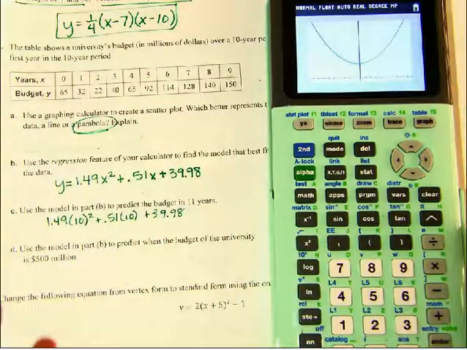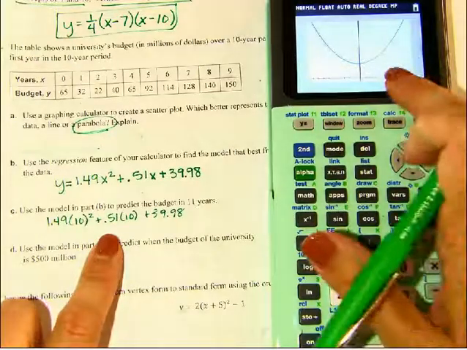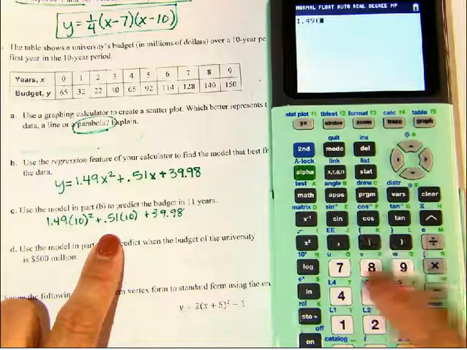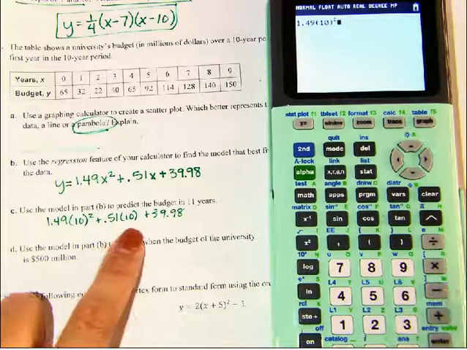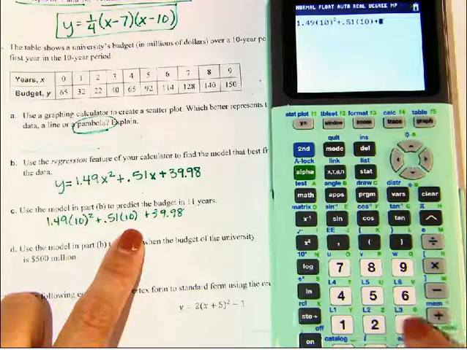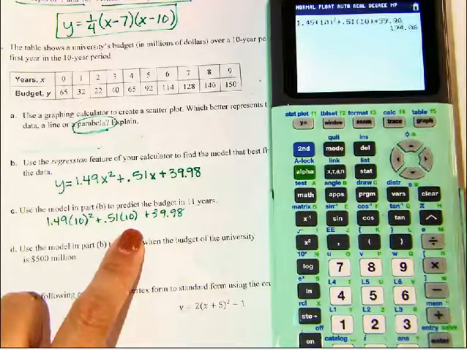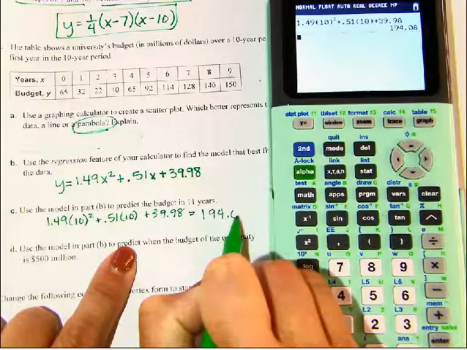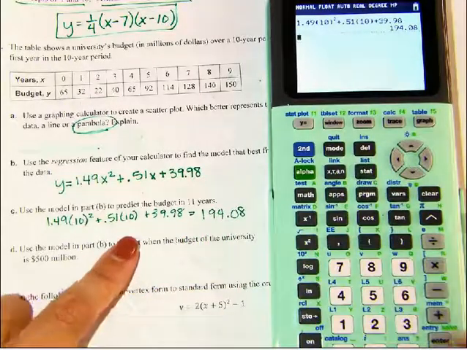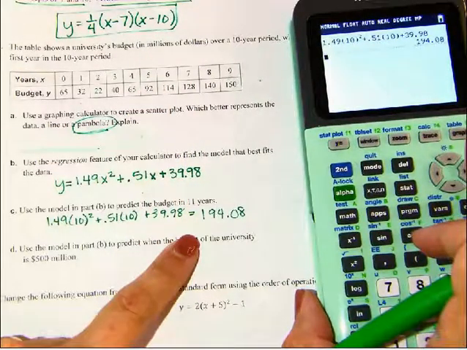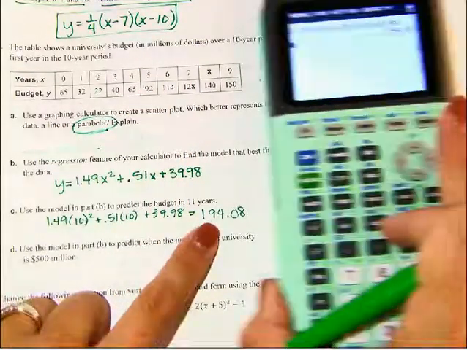You can just type that in your calculator, and I'm going to come back to this graph in a minute. So I'm going to quit this for a second. 1.49, 10 squared plus 0.51, 10 plus 39.98. Enter. So I got 194.08, and this is in millions. It's the budget, which is in millions of dollars. So in 11 years, I expect it to be about there.